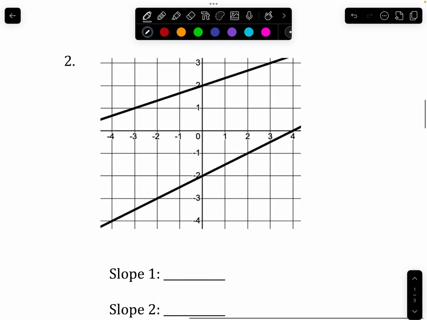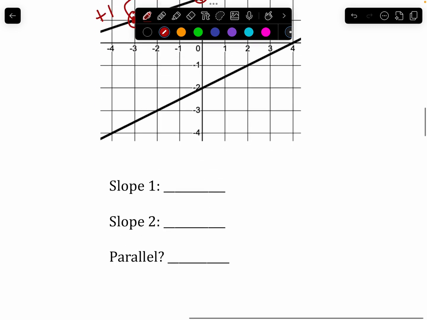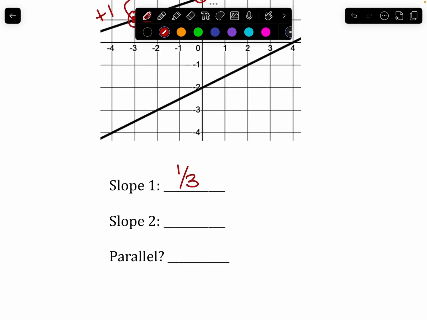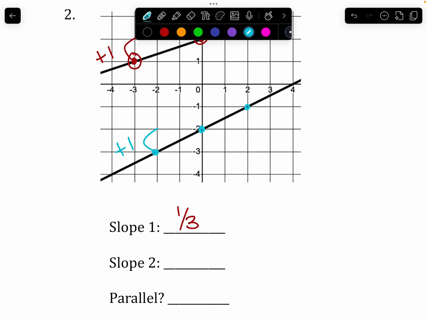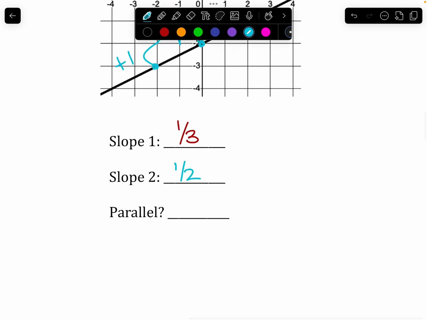When I look at my second problem, I'm going to grab some coordinates from this top graph. And then I'm just going to find the slope between those two points. So I'm rising 1 and I'm running 1, 2, 3. So my slope is going to be 1/3. Now I'm going to look at my second line. I'm rising 1. I'm running 2. My slope is 1/2. So we would determine if these are equal. The answer is no, they are not equal. So are these lines parallel?